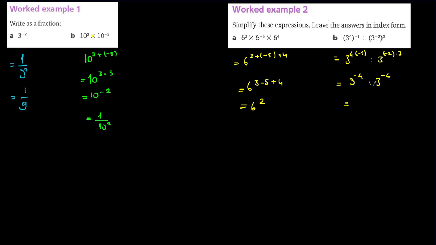It means that you are going to subtract the powers now. 3 to the power of minus 4 minus minus 6, it's going to be negative, and negative here as a power means 3 to the power of minus 4 plus 6, which is equal to 3 to the power of 2 is going to be.